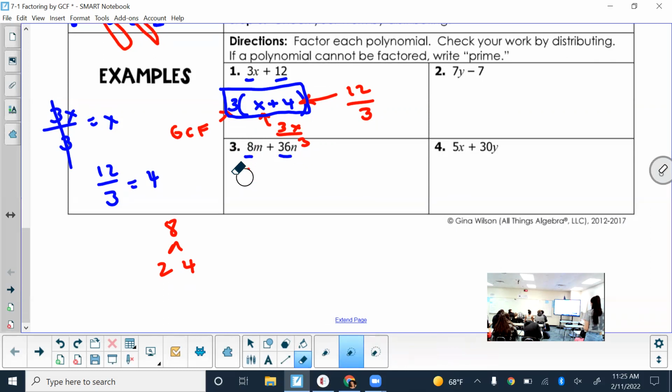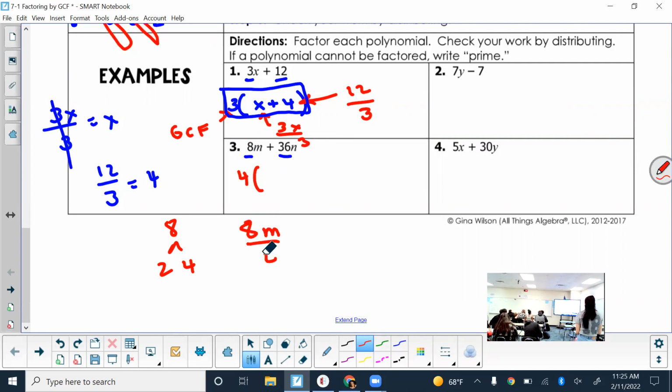So your GCF will go outside parentheses. What's inside is what you get from dividing by the GCF. So what's 8n divided by 4? 2m. And then what's 36n divided by 4? 9n is correct. And it's positive, so that's why I put plus in the middle. All right, questions on number 3.